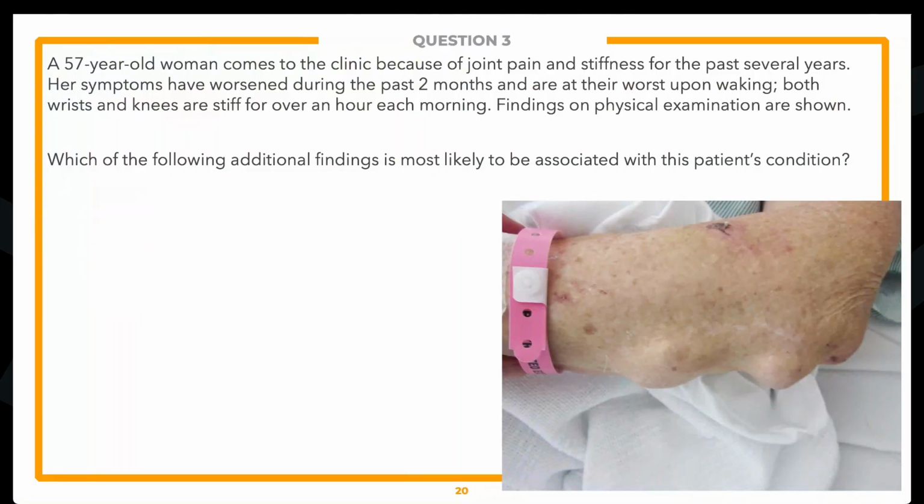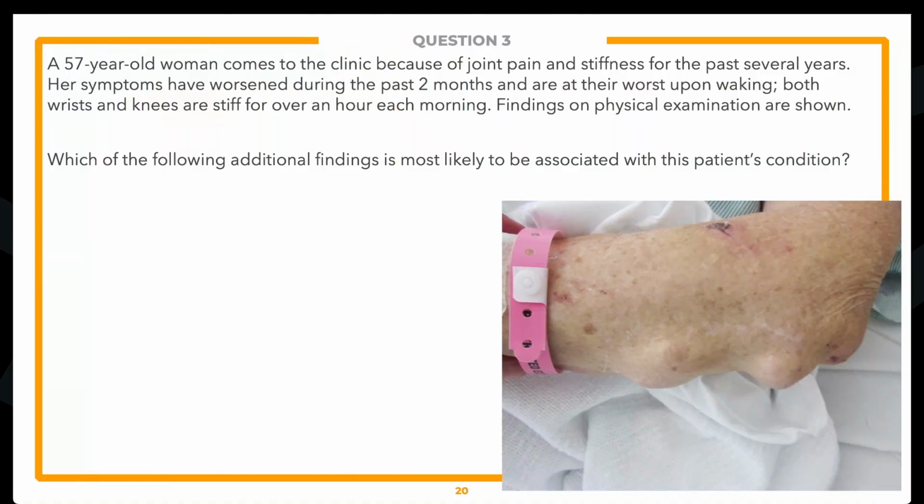And the lead-in goes: which of the following additional findings is most likely to be associated with this patient's condition? Okay, so again, we're going to have to figure out what this patient's condition is, and what additional findings you might be able to link with it. So now that we've got our compass, we know the direction that we're moving in. Let's jump into the vignette. A 57-year-old woman comes to the clinic because of joint pain and stiffness for the past several years.